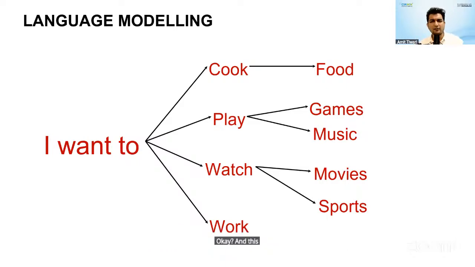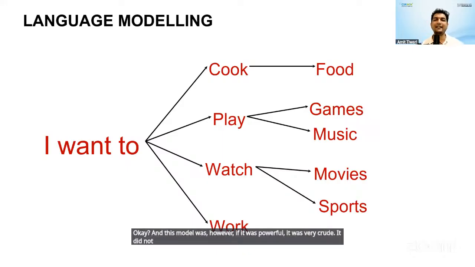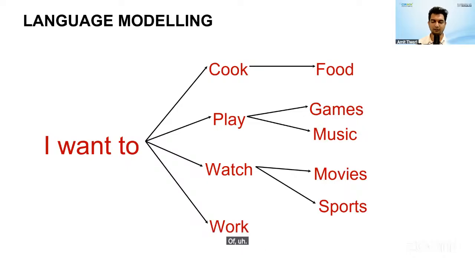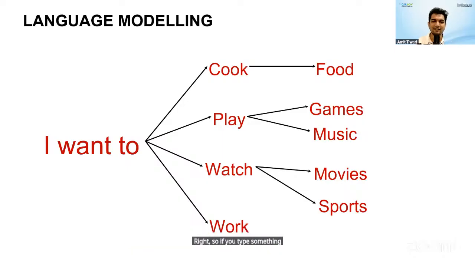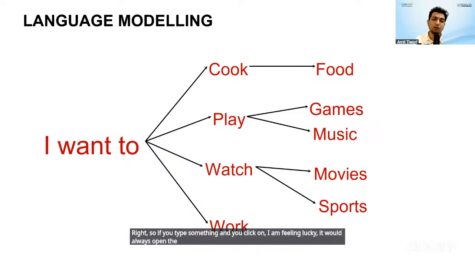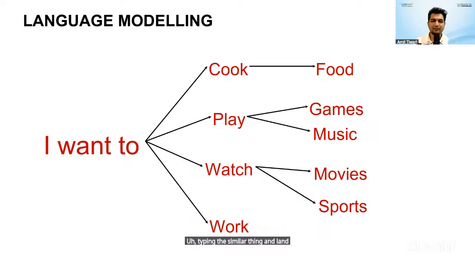And this model was powerful, but it was very crude. It did not contain the context of what you want to type, but it still was very good. So I remember my earlier days when Google had this I'm Feeling Lucky feature, right? If you type something and you click on I'm Feeling Lucky, it will always open the right site. Not always, but almost always. It learns from your behavior, how many people in the world are typing a similar thing and landing on similar types of websites.